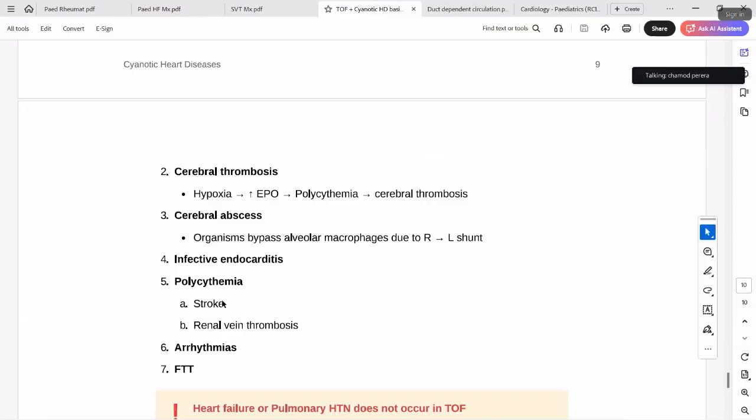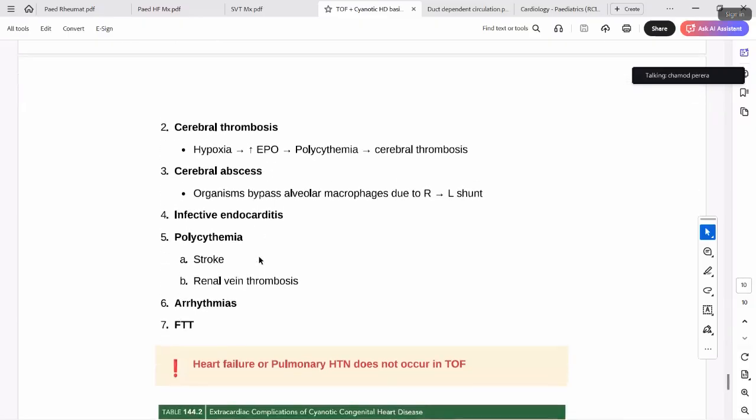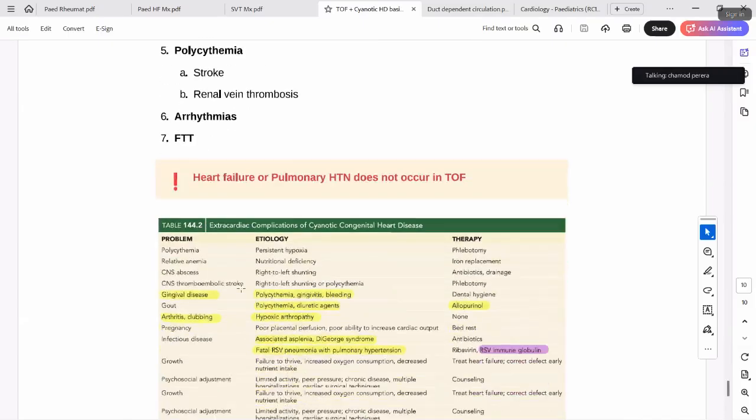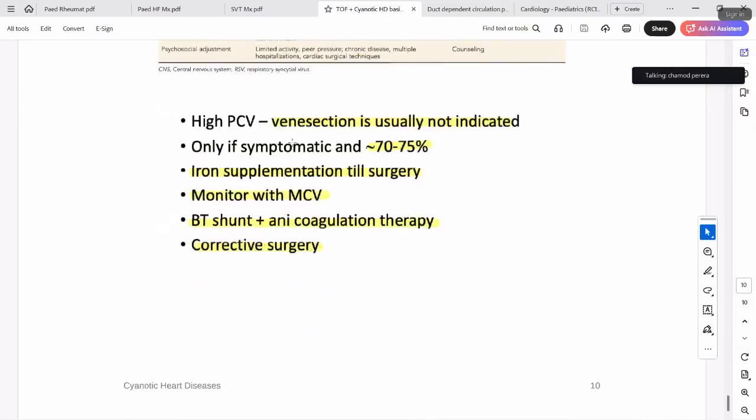So cerebral thrombosis can cause strokes, and renal vein thrombosis is the other thing. And also they can get infective endocarditis because of these organisms, right? Also, because they have a VSD and a shunt, the blood jets can cause endocardial damage and thereby infective endocarditis, and arrhythmias, and also they can get failure to thrive as well.